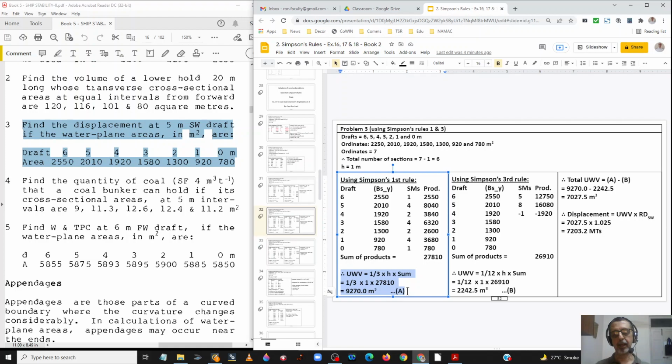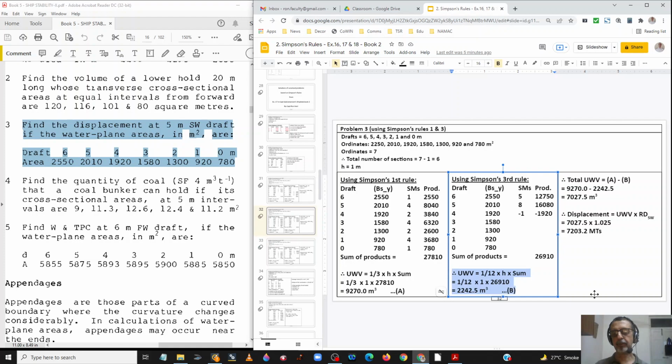The Simpson's multipliers used are 5, 8 and minus 1. And when we add, we get the sum of the products is equal to 26,910. Therefore, underwater volume between the drafts of 5 and 6 meters is equal to 1 upon 12 into H into the sum of products. And when we substitute the values for H and the sum of products, we get that equal to 2242.5 cubic meters, which I'm going to call B.